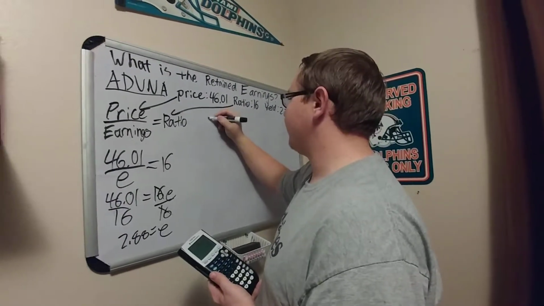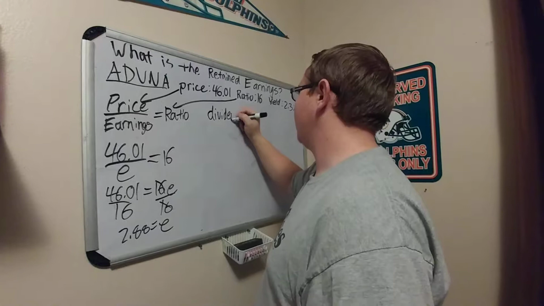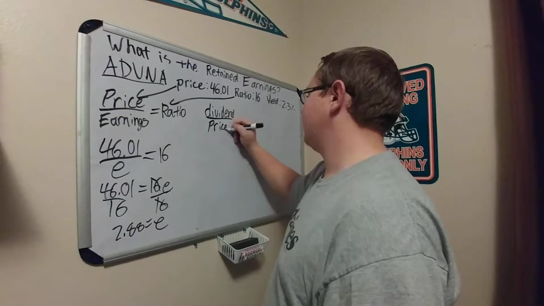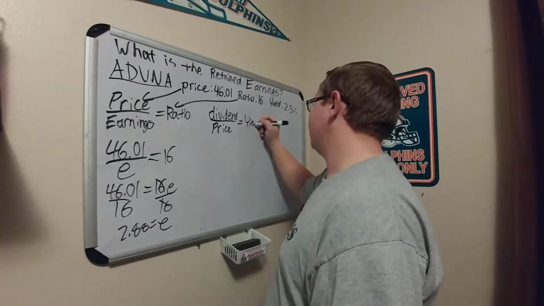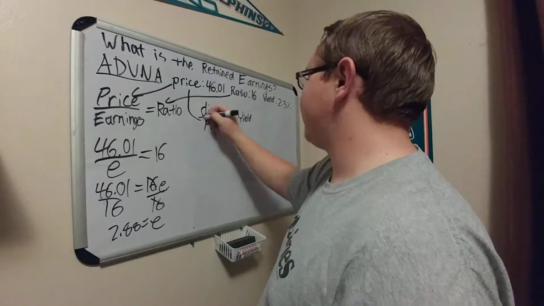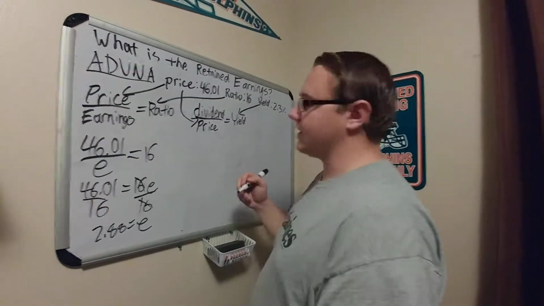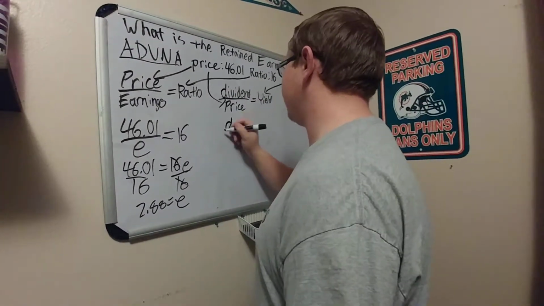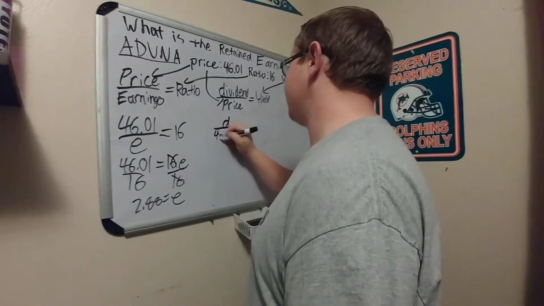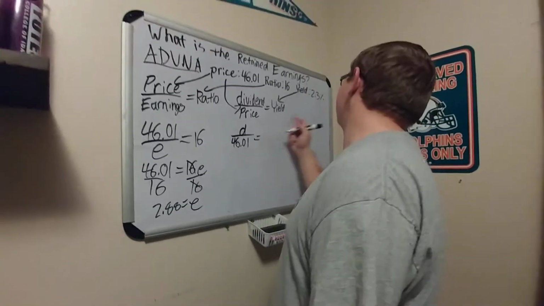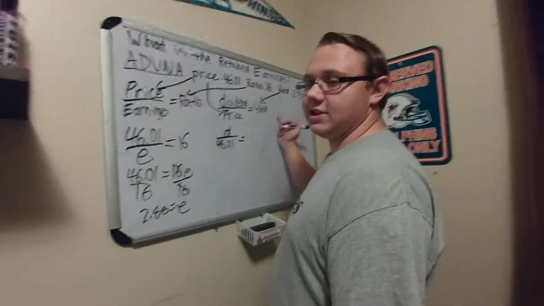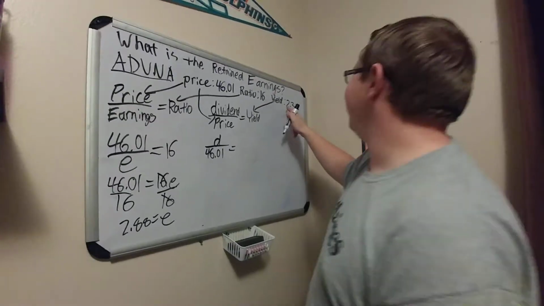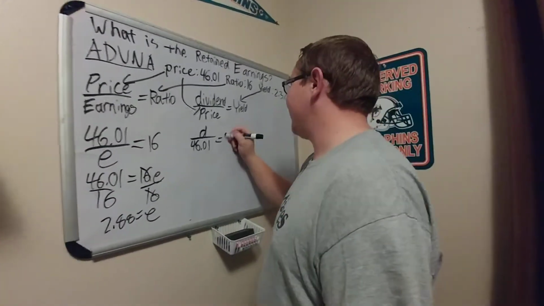Our next thing that we need to do is find our dividend. The formula for that is dividend over price equals our yield. Once again, we have the price, we have the yield, we can solve this. So let's plug our stuff in again. We got D for dividend over our price of 46.01 equals our yield. But because it's a percentage, ignore that. So our yield is a percentage, right?